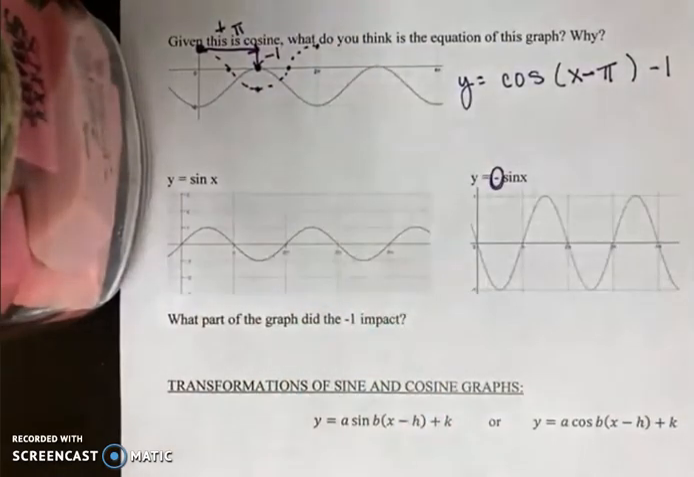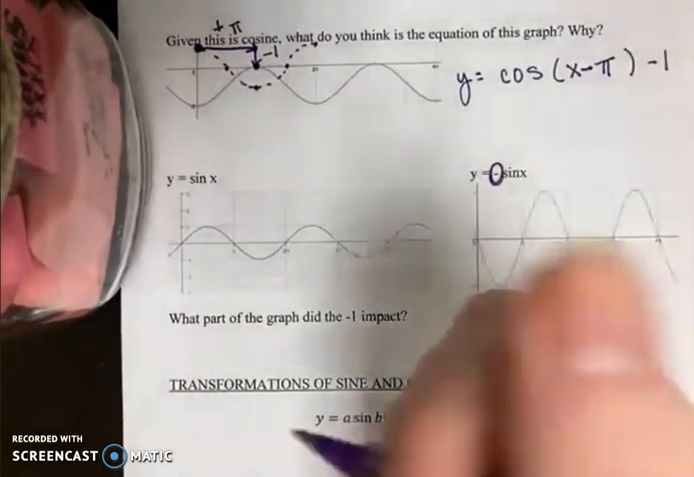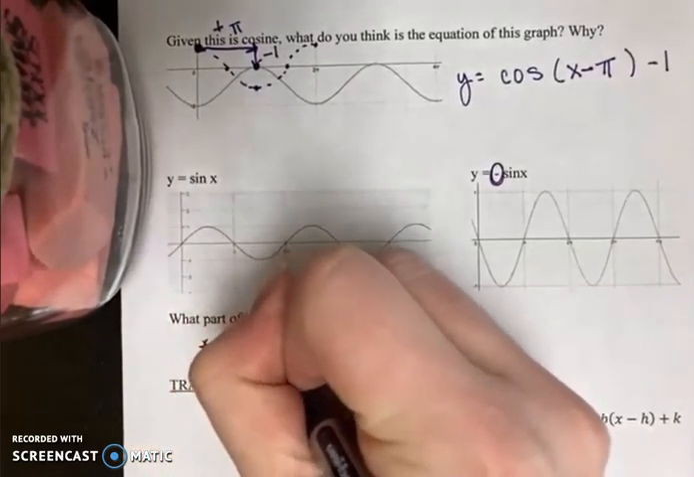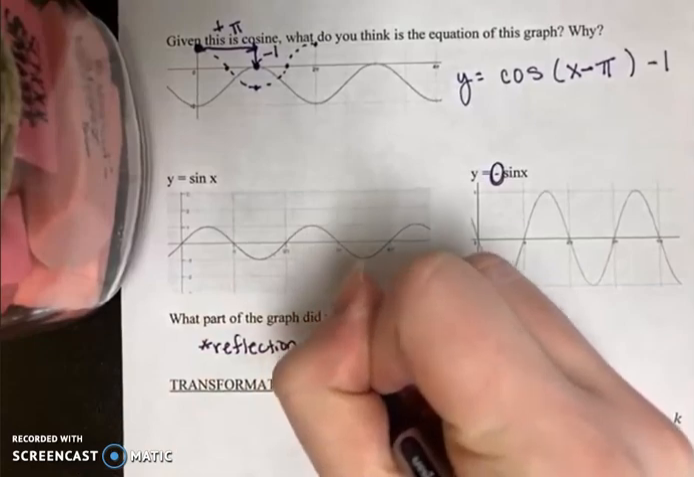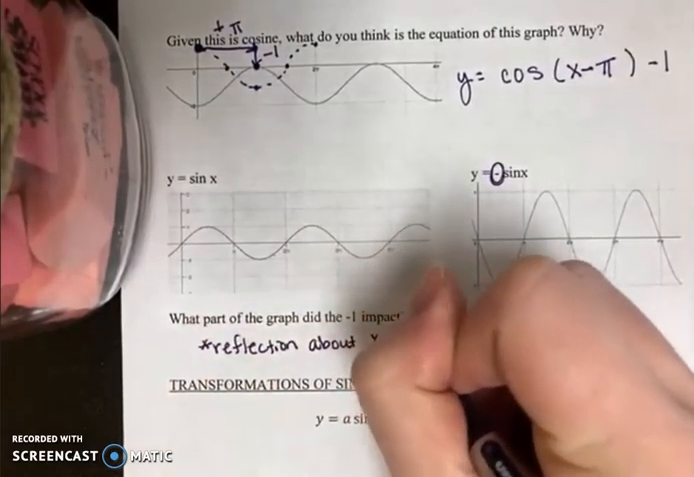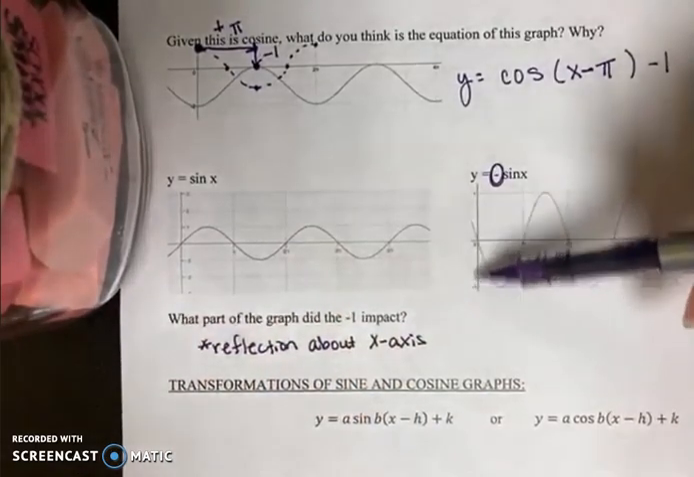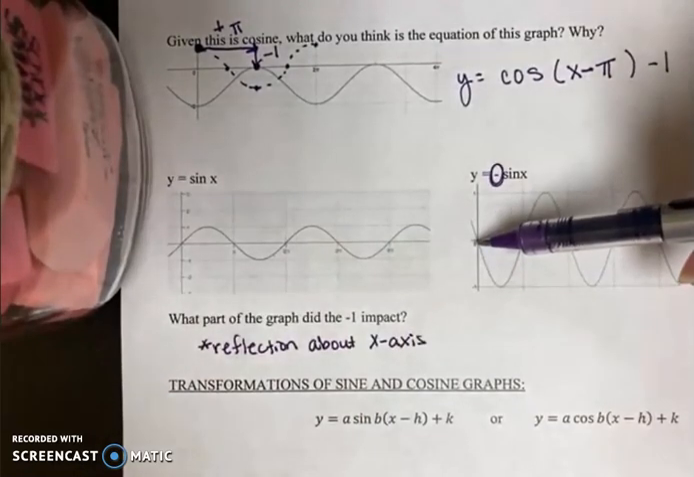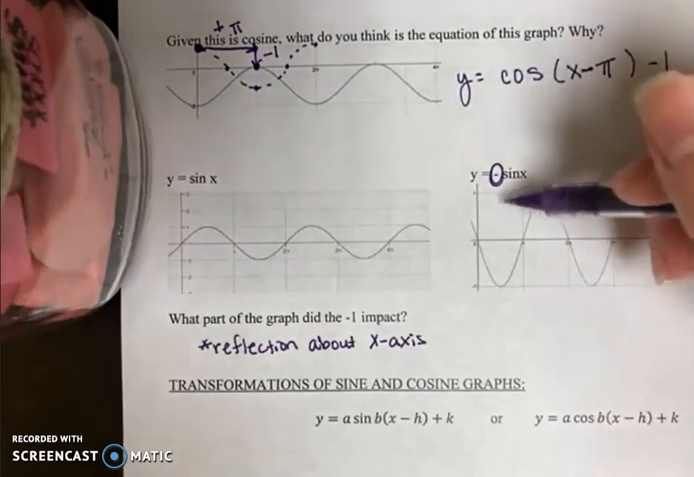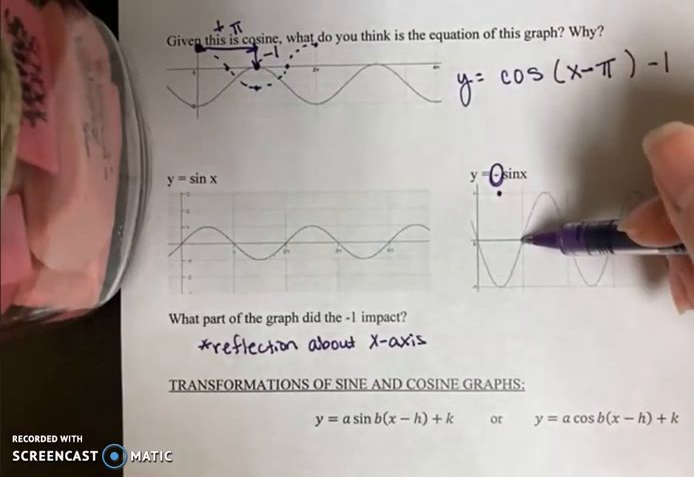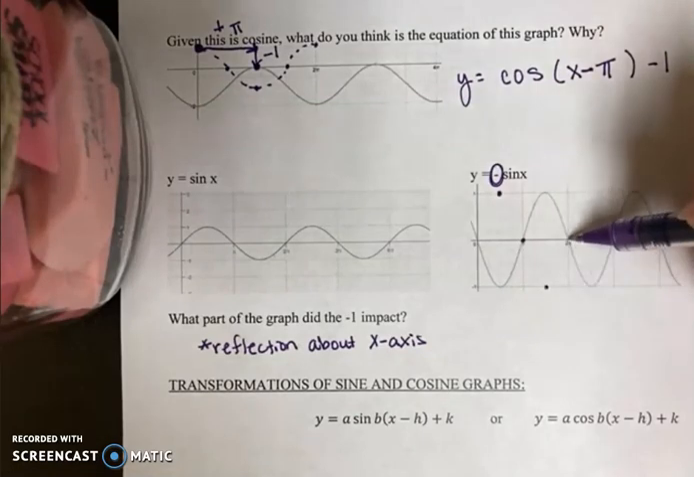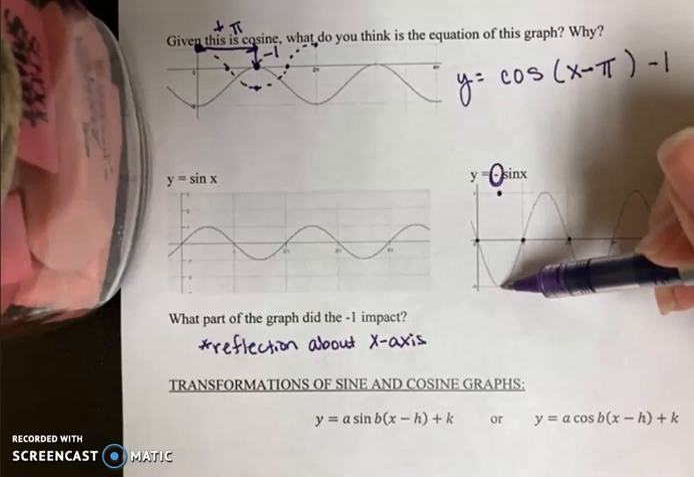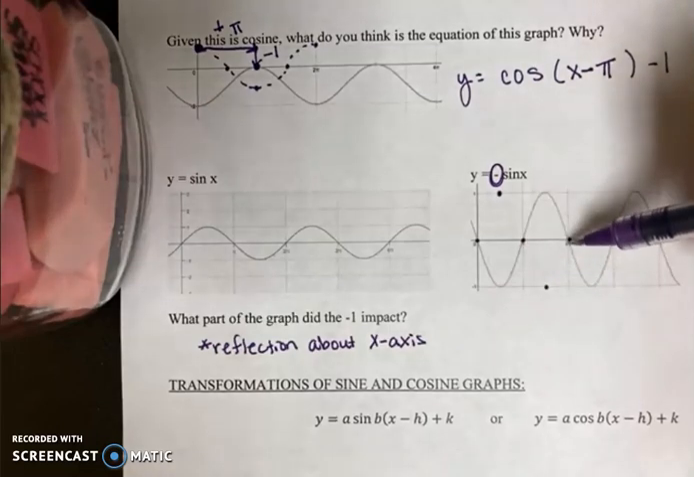So when we flip it like that, that's called a reflection. So we're going to put, it's a reflection about the x-axis. And you can see that I still have an amplitude of 1. I still have a period of 2 pi. It's just now, instead of going origin, max, x-intercept, min, x-intercept, it's origin, min, x-intercept, max, x-intercept.